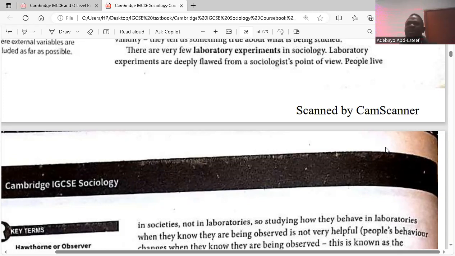Here in a laboratory experiment, you don't even have to tell them. You've taken them to the lab, so it's already known. It's already defined. So that's the first ethical problem.